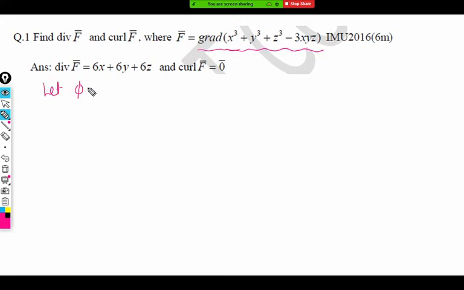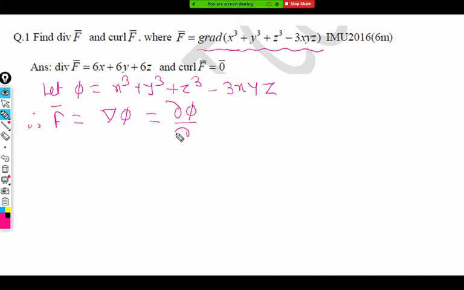Let phi be the bracketed function, which is x cube plus y cube plus z cube minus 3xyz. Let me denote that as a function phi. Therefore, the vector f bar will become gradient of phi, that is del phi. We know the gradient is nothing but del of phi. So by definition, it's dou phi by dou x i cap plus dou phi by dou y j cap plus dou phi by dou z k cap.